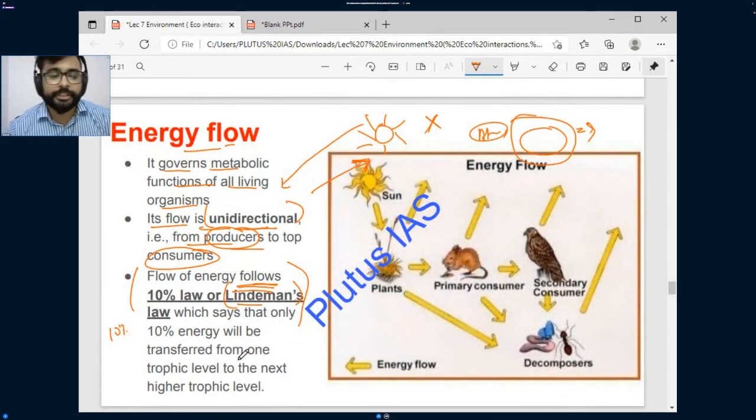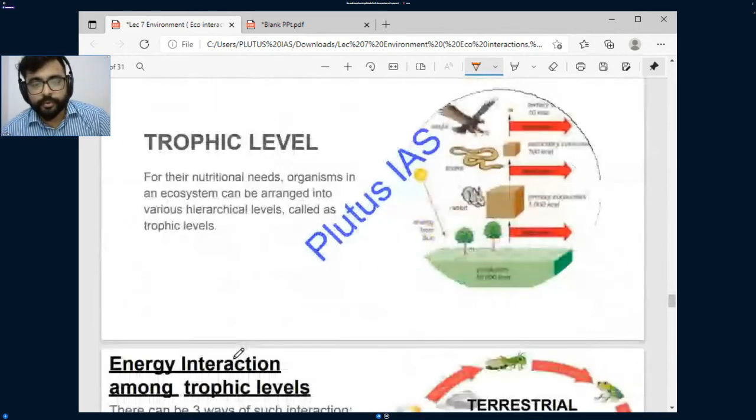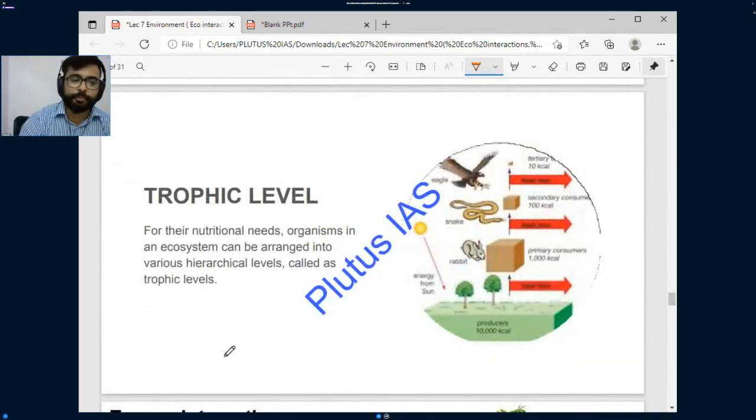So 10% energy will be transferred from one level to the higher trophic level. So when there are more levels in a food chain, the lesser will be the energy transferred to the next level. Only 1/10, or 10%, of energy will be transferred to the next level. Okay, so what is a trophic level? For the nutritional needs, the organisms of an ecosystem can be arranged in various hierarchical levels, which are called trophic levels.